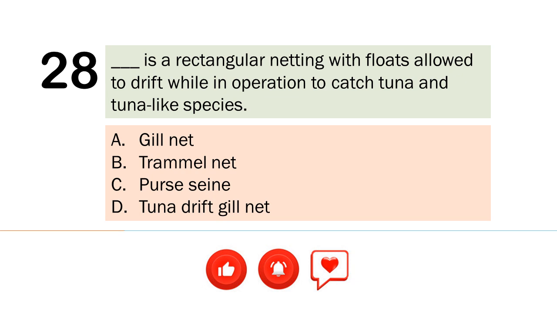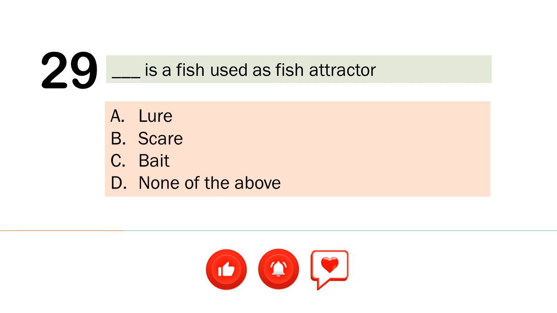Question number 28. Blank is a rectangular netting with floats allowed to drift while in operation to catch tuna and tuna-like species. A. Gill net. B. Trammel net. C. Purse seine. D. Tuna drift gill net. The correct answer is letter D. Tuna drift gill net.